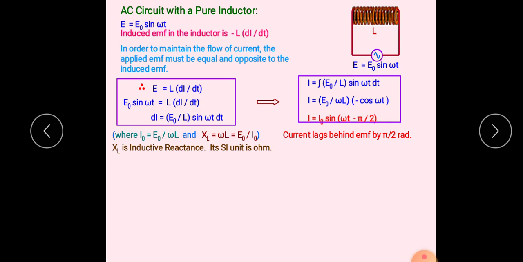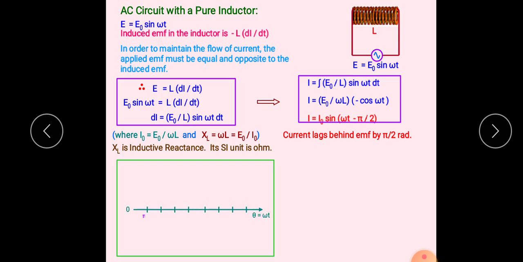Here the current lags behind EMF by pi by 2. Just see, the phase of EMF is omega t while the phase of current is omega t minus pi by 2. That means current is lagging by pi by 2 radian.